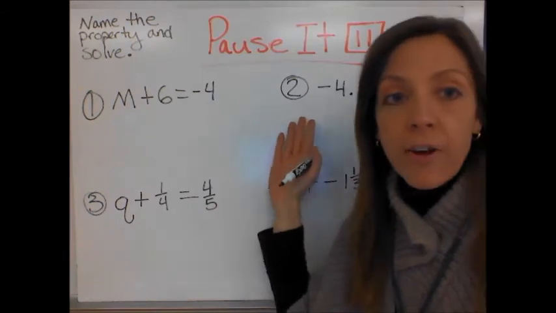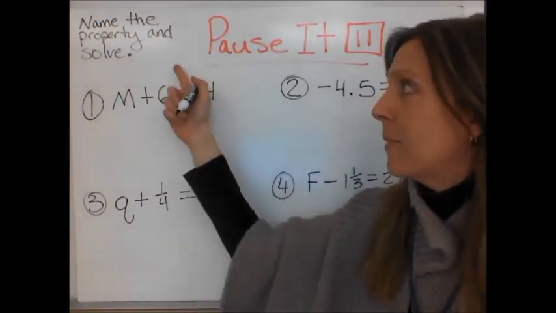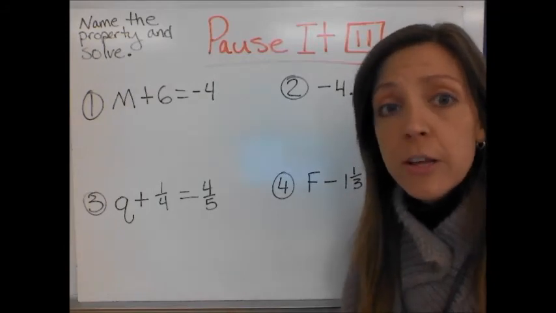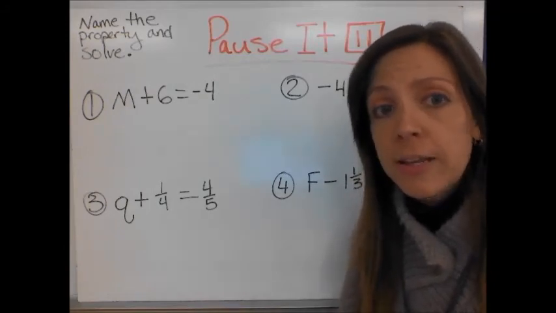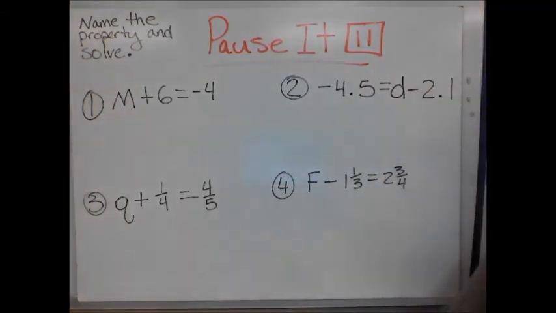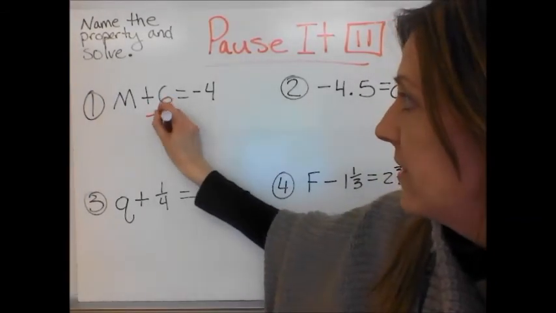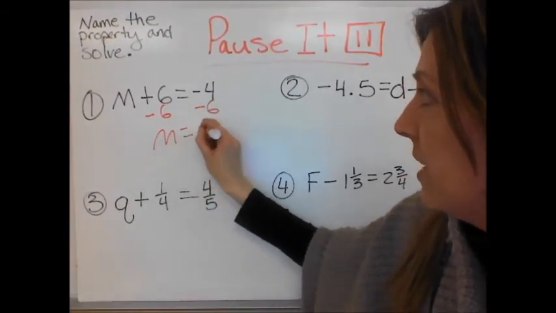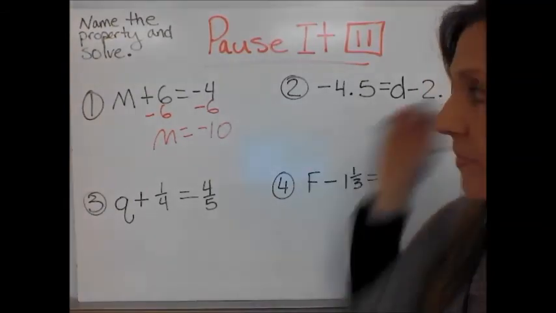All right, go ahead and pause it right here, and I want you to name the property, whether you use the addition property of equality or the subtraction property of equality to solve these, and then I want you to solve them. Okay, you should have subtracted 6, and you come out with m equals -10.